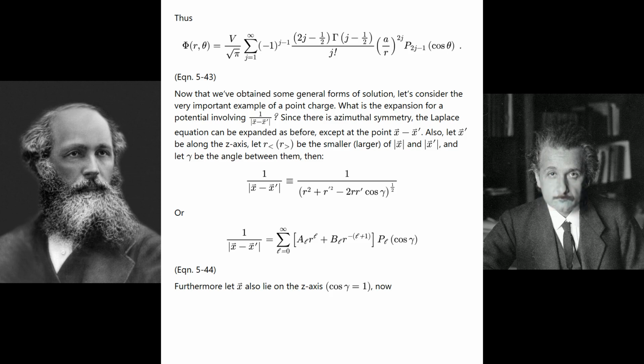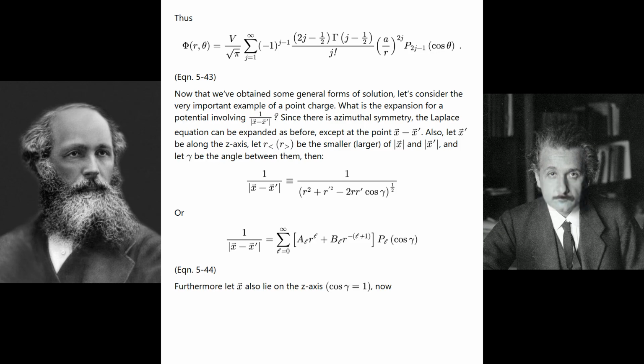Now that we've obtained some general forms of solution, let's consider the very important example of a point charge. What is the expansion for a potential involving 1 over the absolute value of x vector minus x vector prime? Since there is azimuthal symmetry, the Laplace equation can be expanded as before, except at the point x vector equals x vector prime. Also, let x vector prime be along the z-axis. Let r_< and r_> be the smaller and larger of the absolute value of x vector and the absolute value of x vector prime, and let gamma be the angle between them. Then, see the equation shown. Or see equation 5-44.